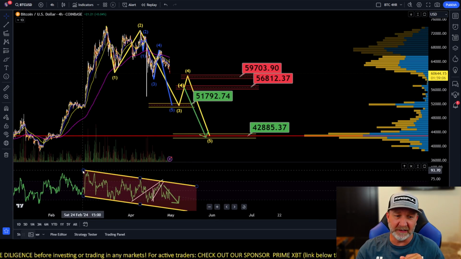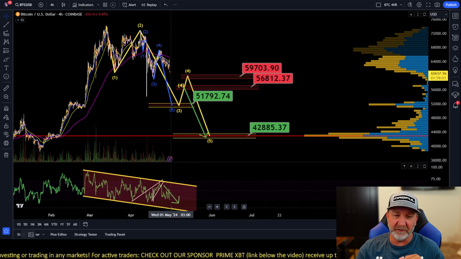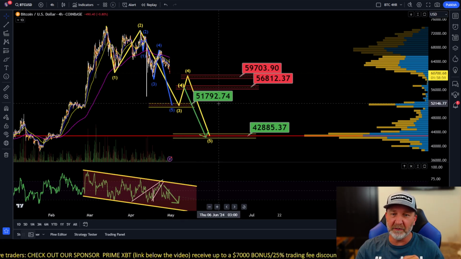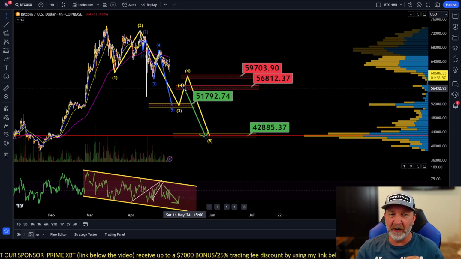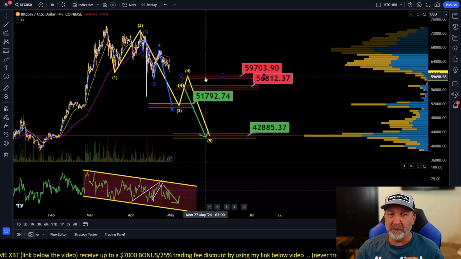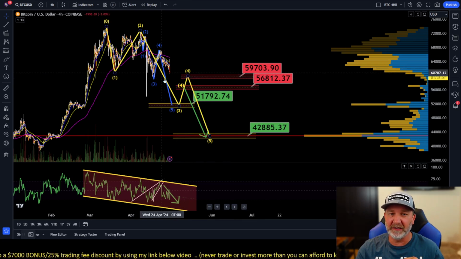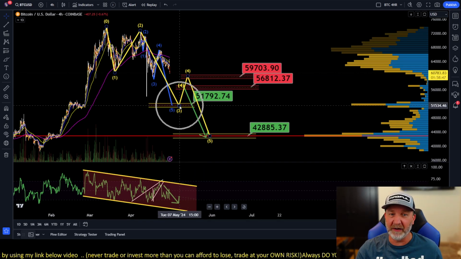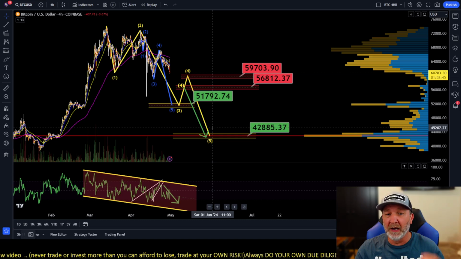But you can also see the falling channel here. We definitely have a lot more room to the downside to probably hit that 51.8 to 51.7 range. But of course, we're going to have some resistance, or some support, right here at the 59.7 and 56.8. We may bounce around in this little area for a while before coming down for wave 3, then looking for wave 4, and then wave 5.